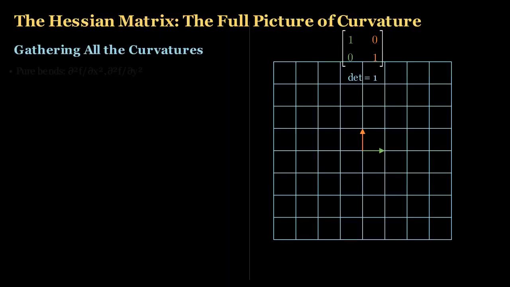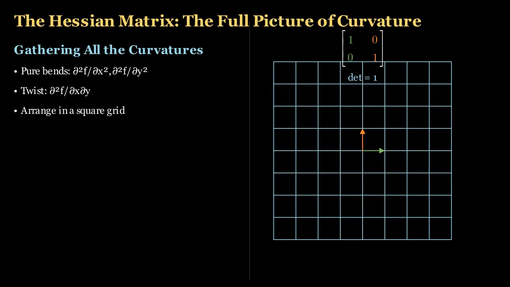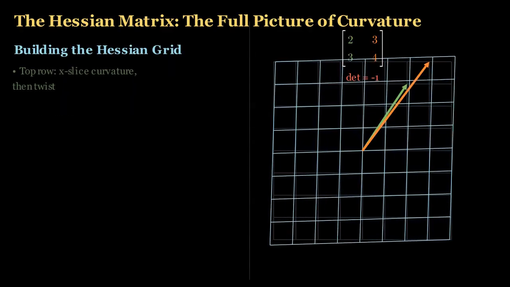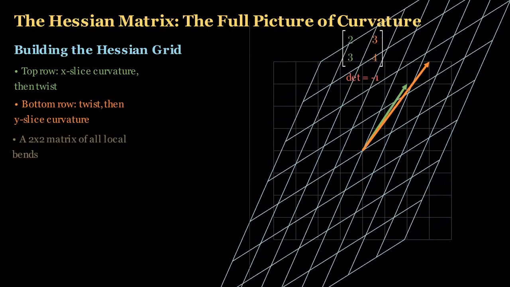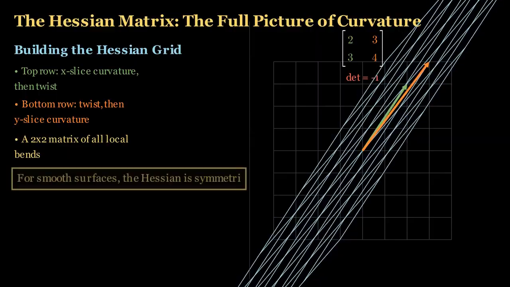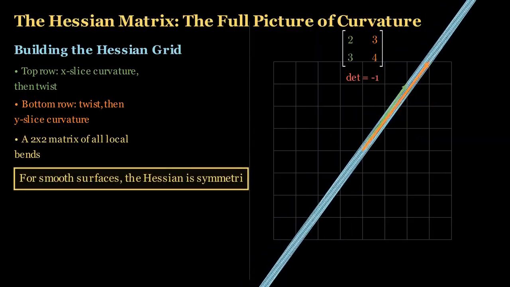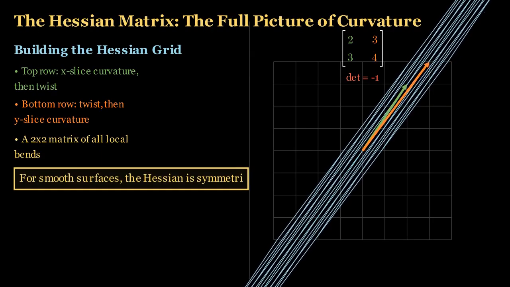We just saw the twist, a mixed partial derivative. Now, let's collect every second derivative at a point into one organized grid. This grid is the Hessian matrix. Place the pure x curvature top left, the twist top right. By Clairaut's theorem, the twist is symmetric, so bottom left is the same. Bottom right is the pure y curvature.